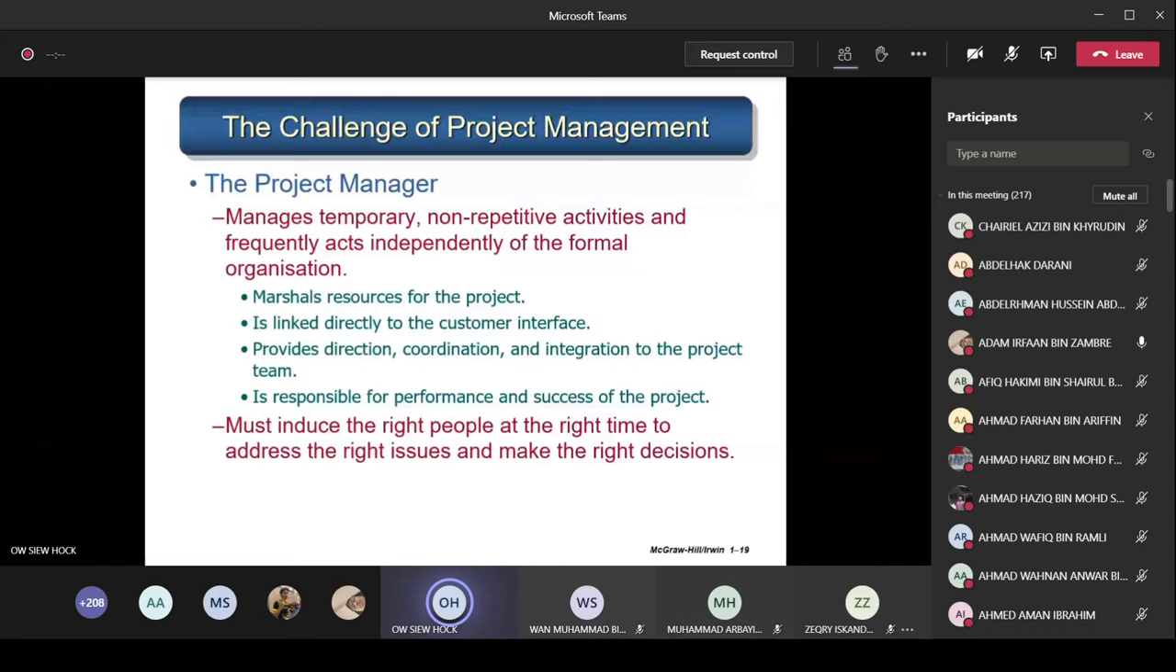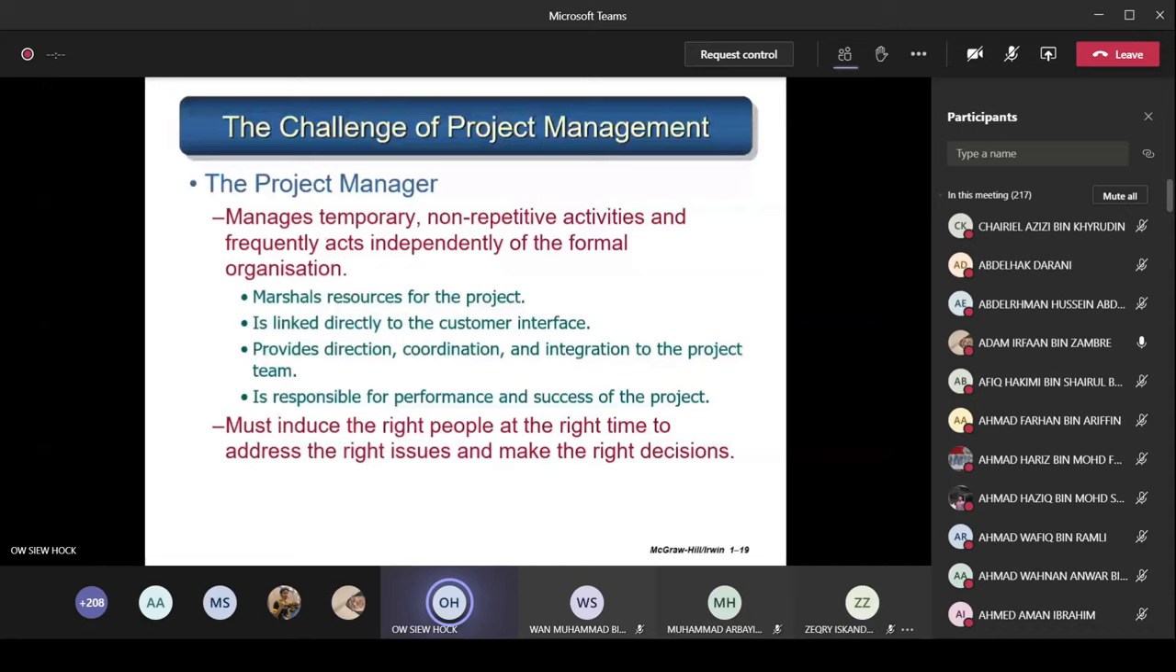So basically, the project manager is going to marshal resources for the project, going to allocate and design. So direct who is going to do what and how to allocate resources and equipment and so on. Okay, how to handle all this that you require to carry out the project. It's linked directly to the customer interface because the project manager is going to get the requirements from the customer. So has to interface, talk to the customer, get the requirement, and then come back, tell the team what they are supposed to develop or what kind of service they need to provide.